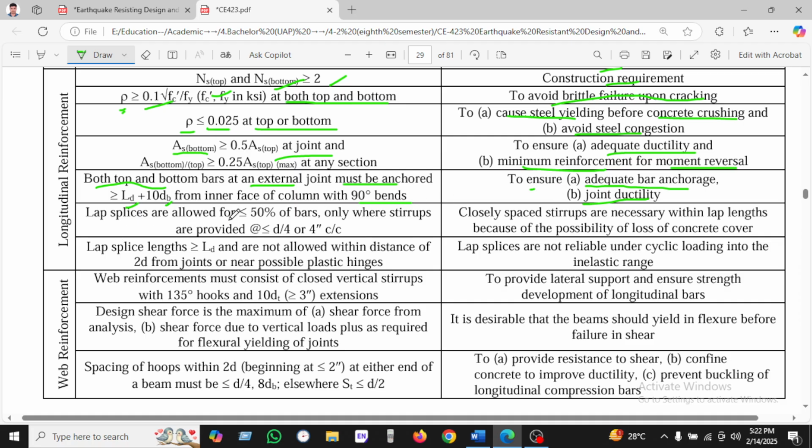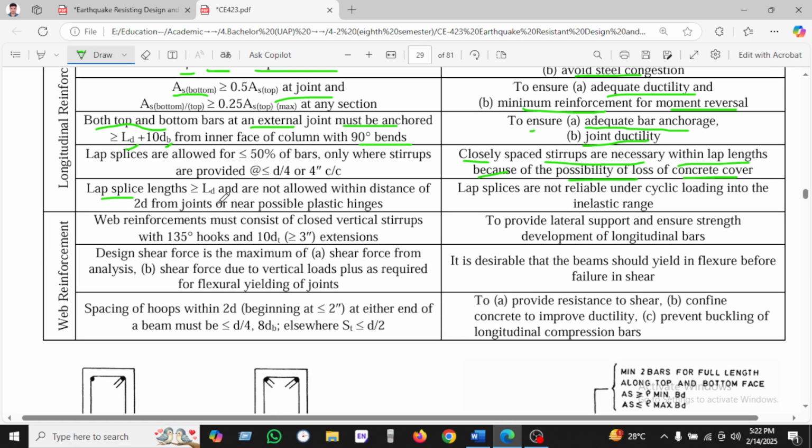The lap splices allow for greater than 50% of bar only where stirrup is provided at the rate of d divided by 4 or 4 inches center to center. The possible explanation is closely spaced stirrup is necessary within the lap length because of the possibility of loss of the concrete cover. So lap splices with length greater than LD, which is development length, are not allowed within the distance of 2D from the joint or near the possible plastic zone. So lap splices are not reliable under cyclic loading in the inelastic region.